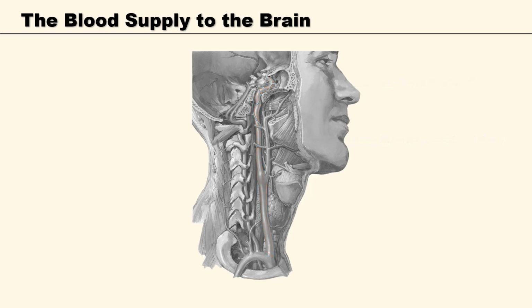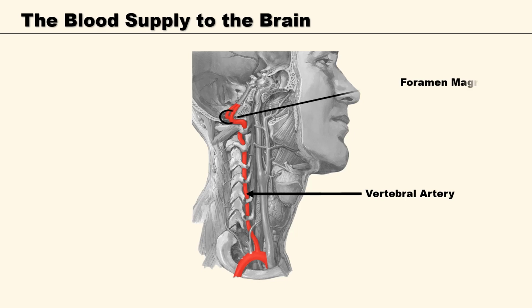The caudal aspect of the brain is supplied by the vertebral arteries. These originate on the subclavian arteries and travel up through the transverse foramina of the cervical vertebrae. We have one coming up each side, just as in the internal carotids, but these enter the cranium via the foramen magnum, before coming together and forming a singular basilar artery.